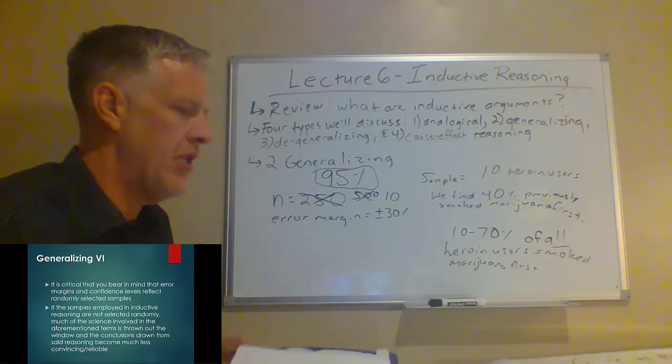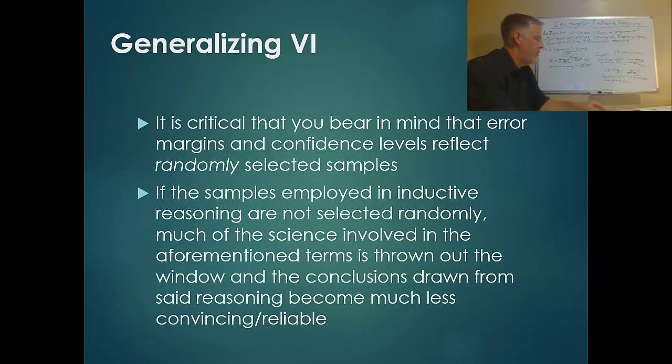So turning to slide 14, as I mentioned, it's critical that we bear in mind that for all this stuff, with respect to the science and the statistics, to apply, the sample had to be randomly selected, meaning that every member of that population had an equal chance of being selected for the sample. Otherwise, none of this applies. None of the math applies. Okay, that's slide 14. A lot there. We went through a lot, but hopefully the examples work and it makes some sense.